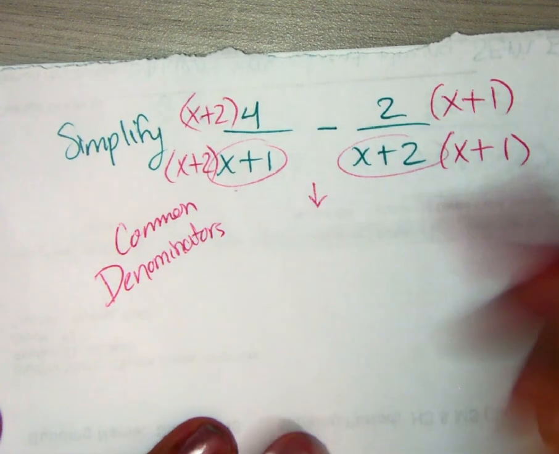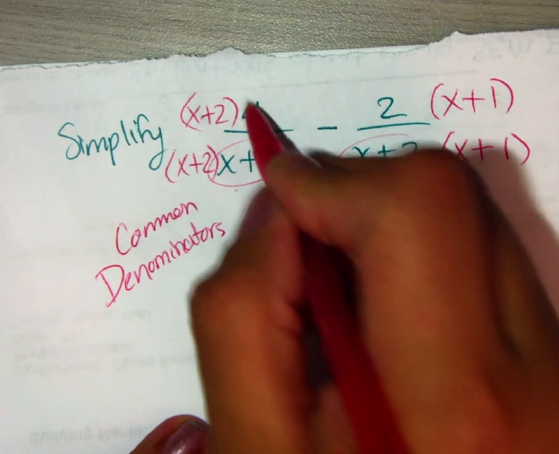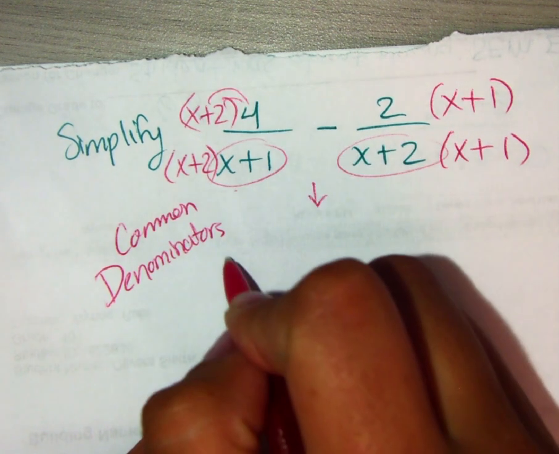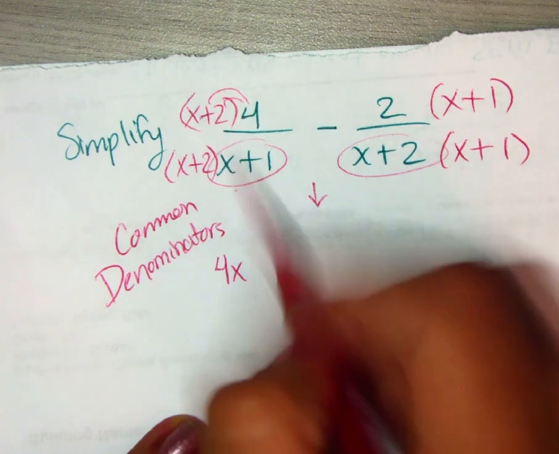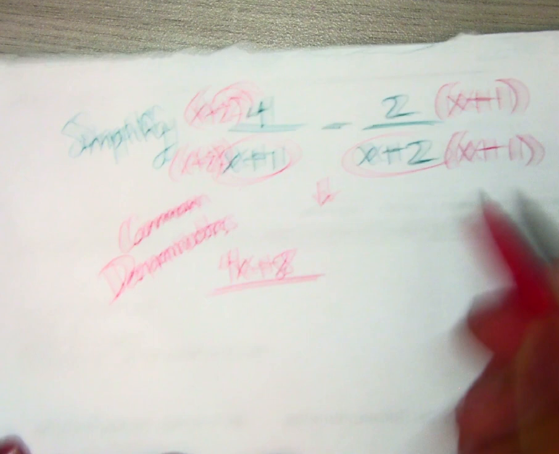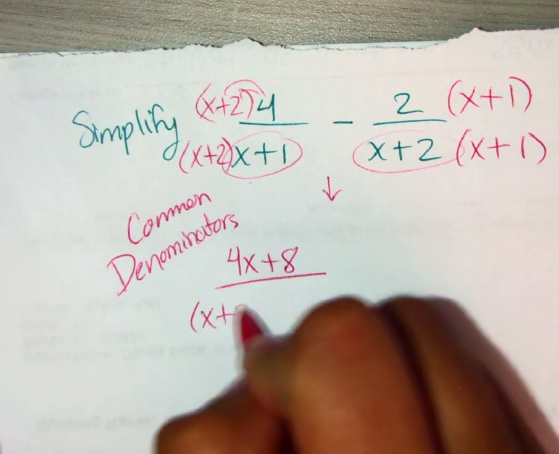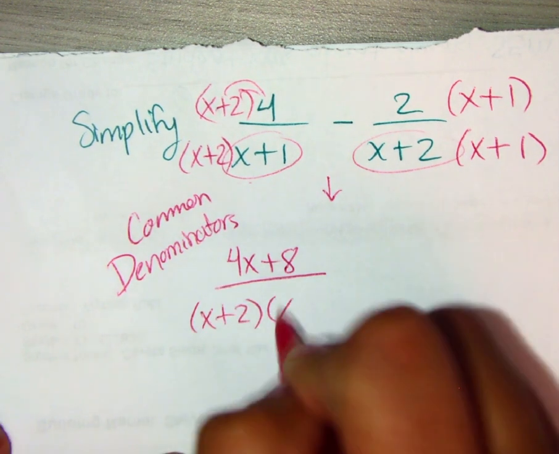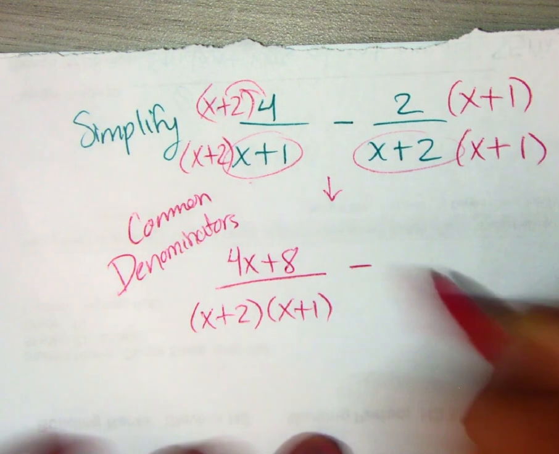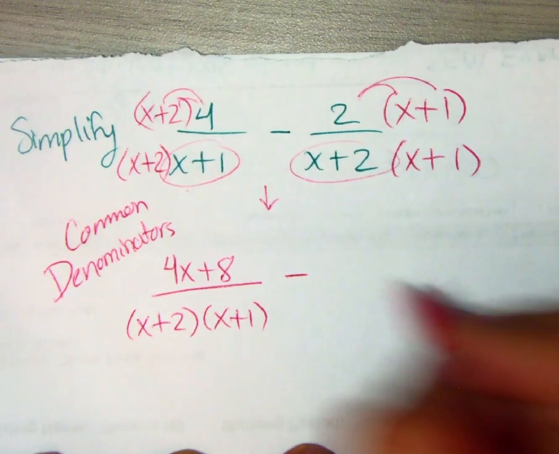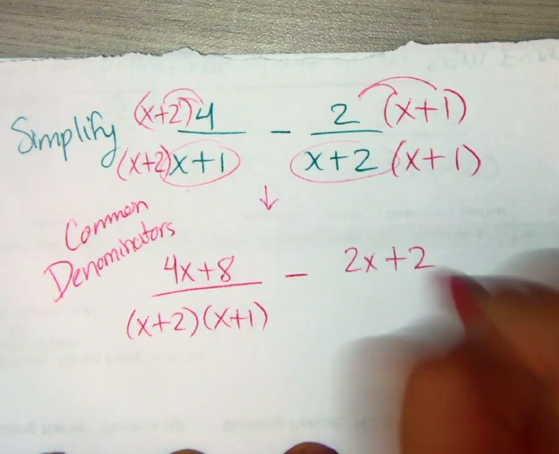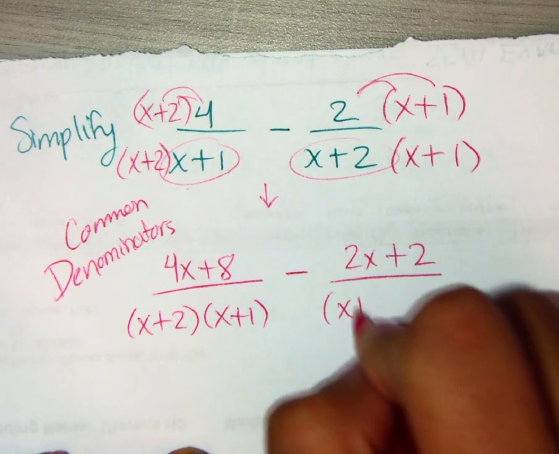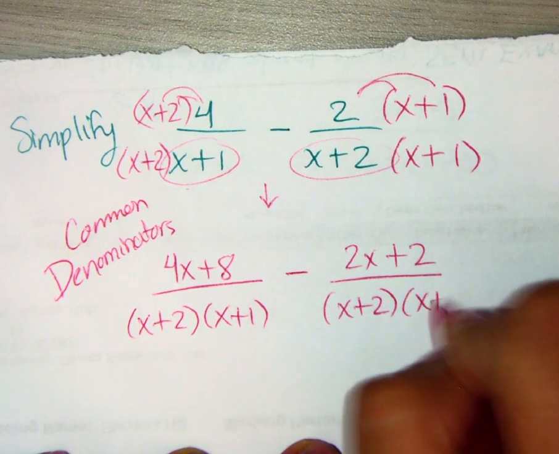So let's rewrite what we have next. We multiply 4 times x, and that's 4x. 4 times 2, that's positive 8. And then that gives you the factors of the denominator, x plus 2, x plus 1, minus, multiply this in, and you get 2x plus 2 over the denominators of x plus 2 and x plus 1.